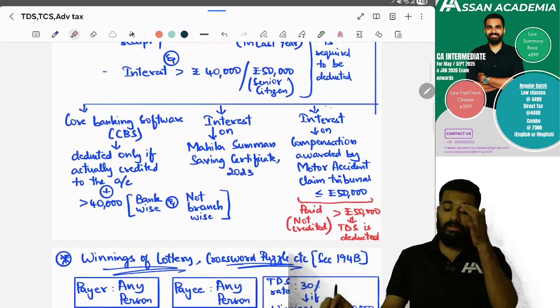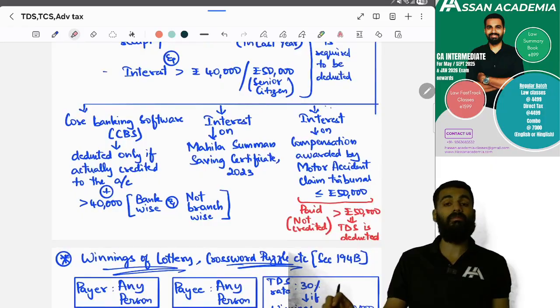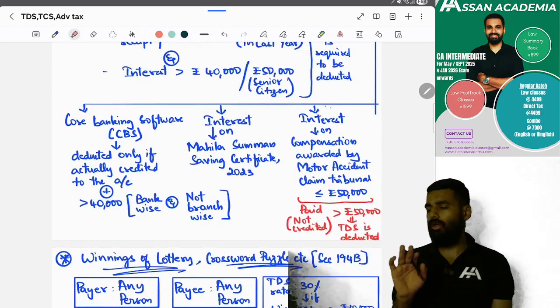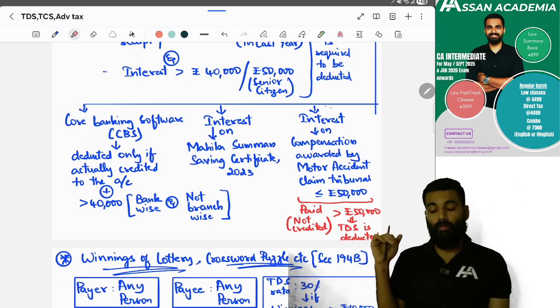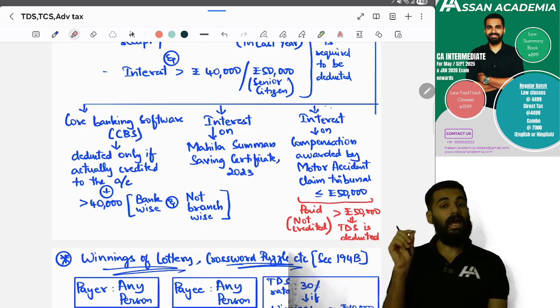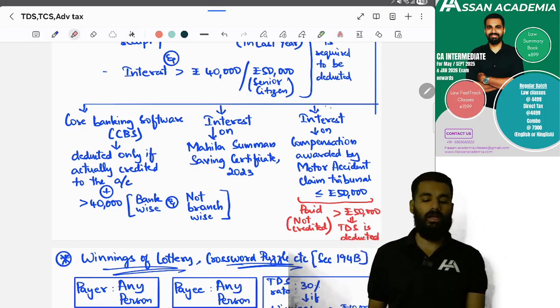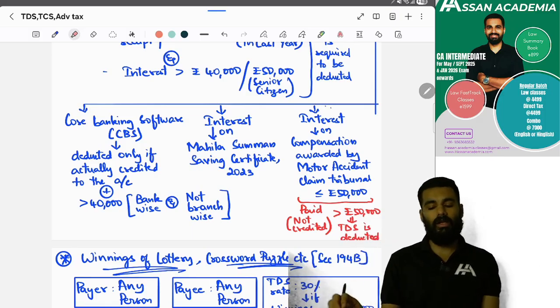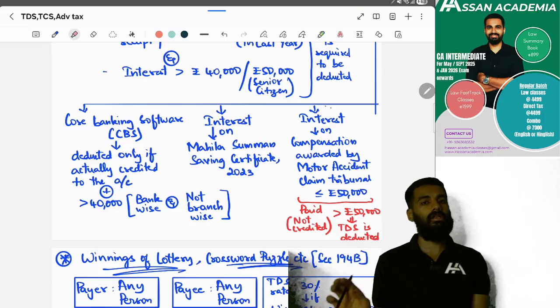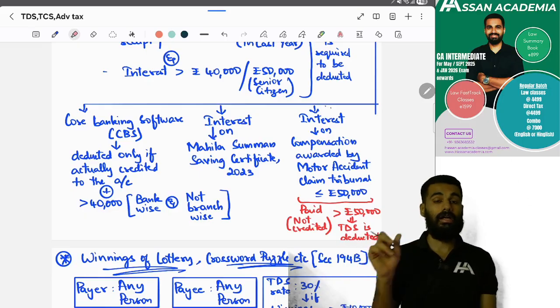Next, interest on compensation awarded by motor accident claim tribunal. If it is up to 50,000 rupees, no problem. But if it is more than 50,000 rupees and the amount is paid, then TDS has to be deducted. Interest on Mahila Samman Saving Certificate 2023, TDS doesn't need to be deducted.